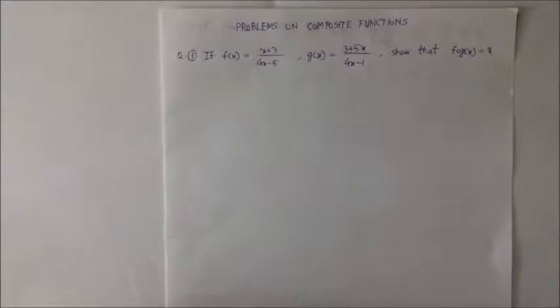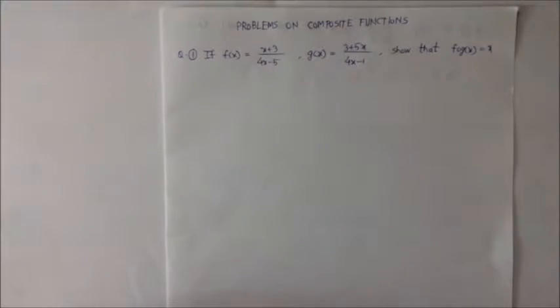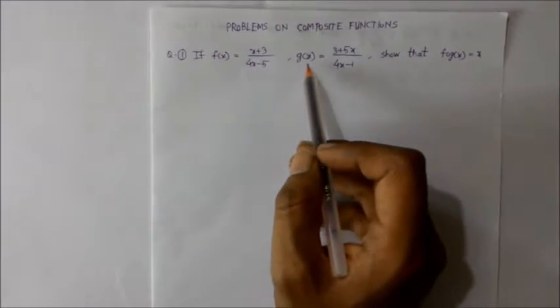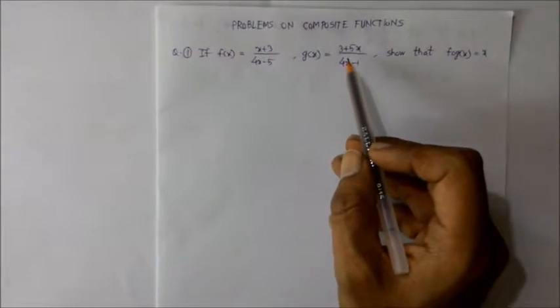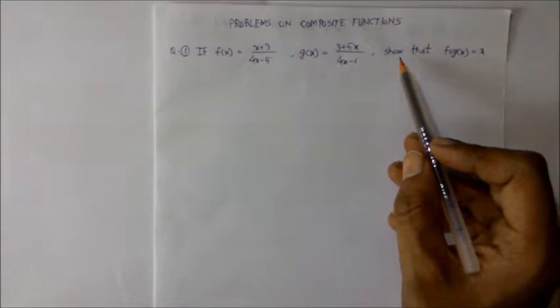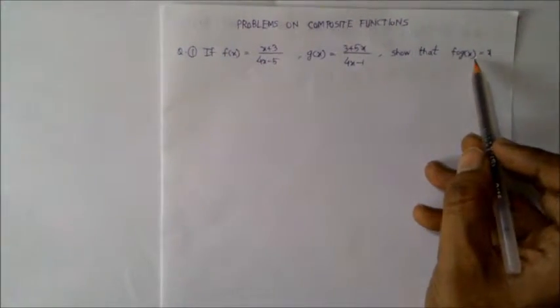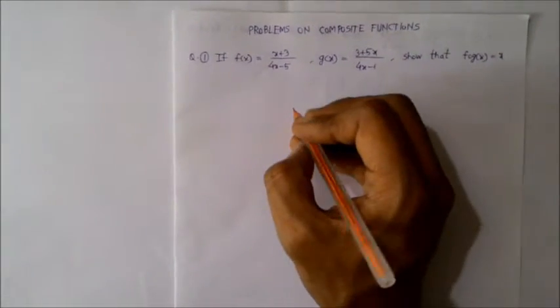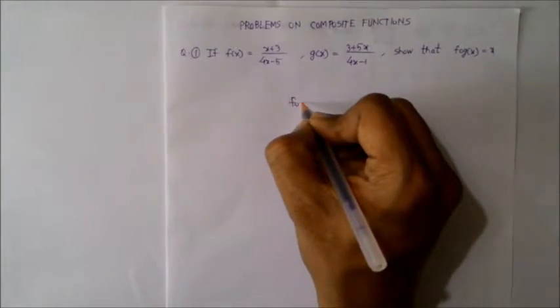In this video, we will solve problems on composite functions. Question number 1. If f of x is (x plus 3) upon (4x minus 5) and g of x is (3 plus 5x) upon (4x minus 1), show that f of g of x is equal to x. Now we want to find f of g of x.